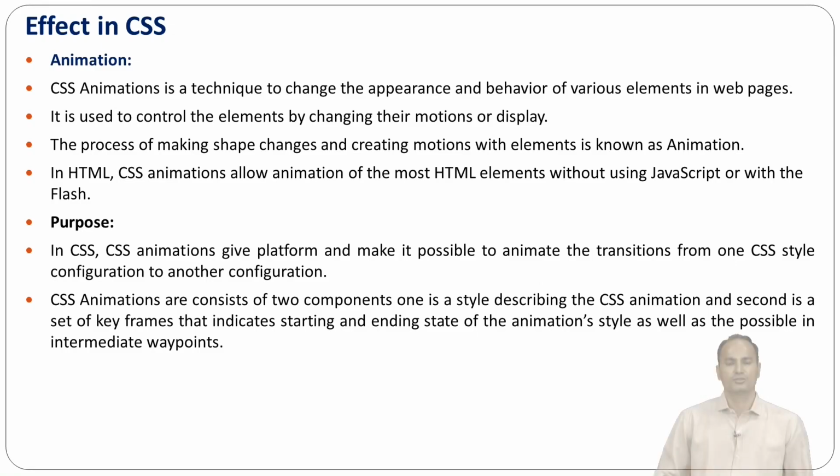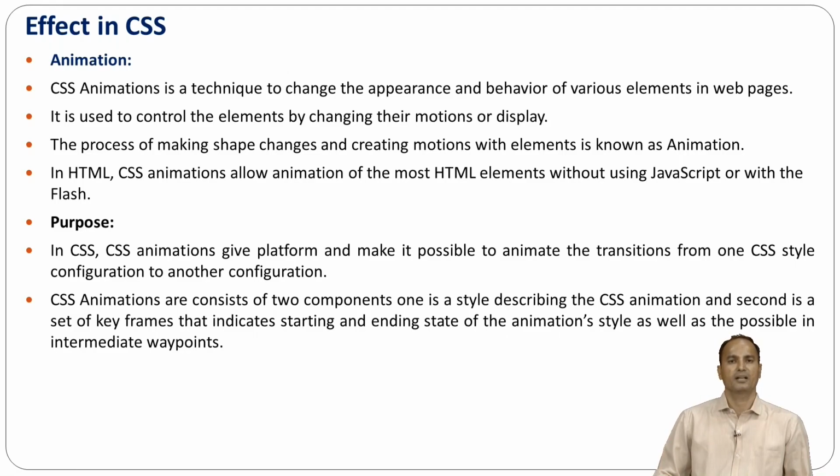What is animation? CSS animation is a technique to change the appearance and behavior of various elements in web pages. It is used to control the elements by changing their motion or displays. The process of making shape changes and creating motions with an element is known as animation. In HTML, CSS animations allow animation of most HTML elements without using JavaScript or Flash. The purpose of CSS animation is to make it possible to animate the transition from one CSS style configuration to another configuration.